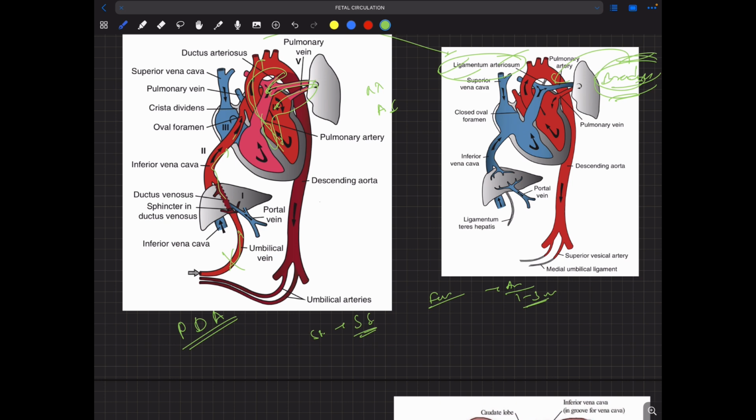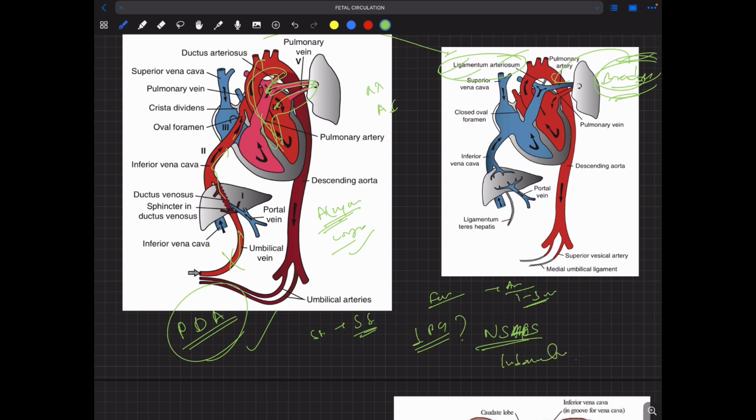This leads to acyanotic congenital heart disease. So this is a patent ductus arteriosus. What drugs will we use? There is medical management. In fetal life the ductus is kept open due to prostaglandin, so we have to give drugs that will decrease prostaglandin. What drug comes to mind that will decrease prostaglandin? That is obviously NSAIDs.